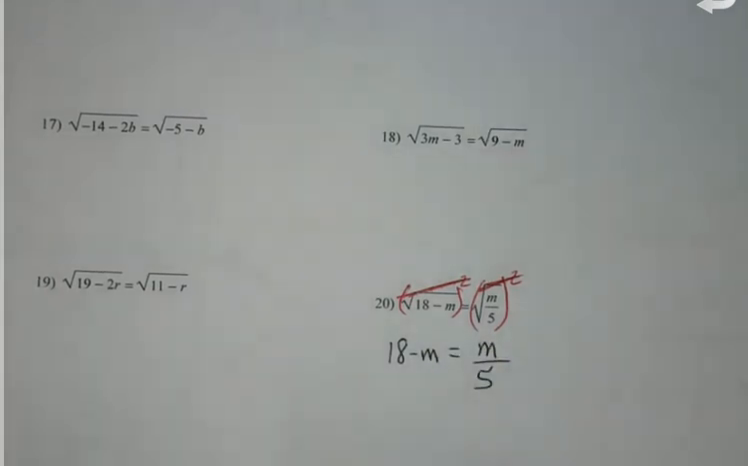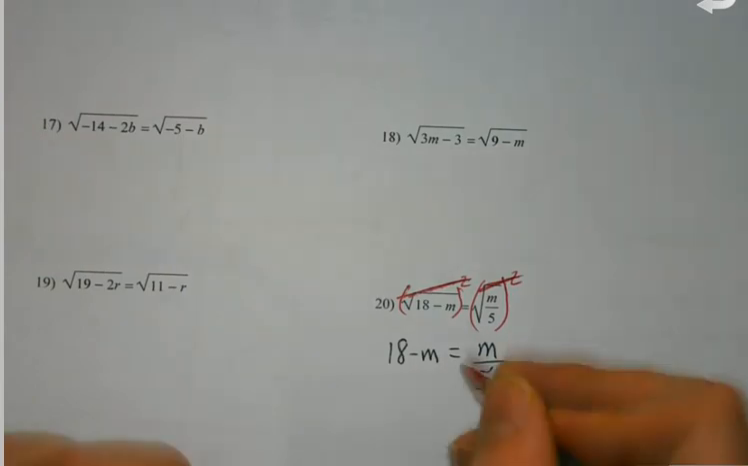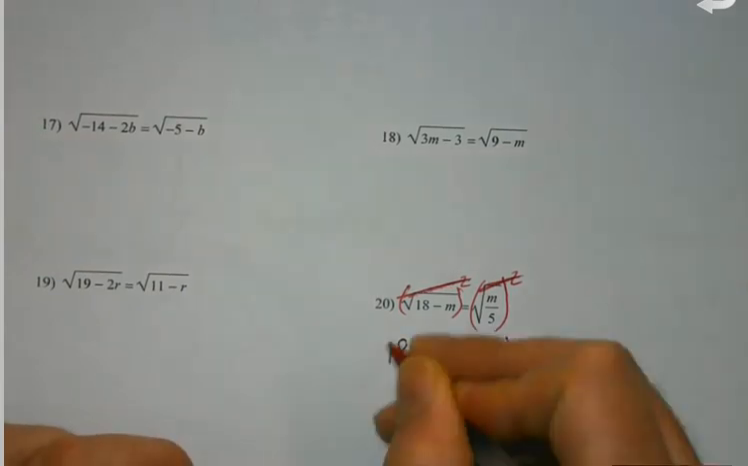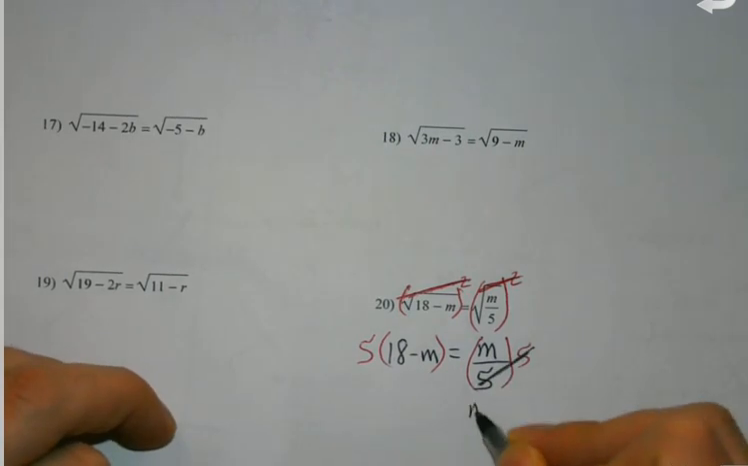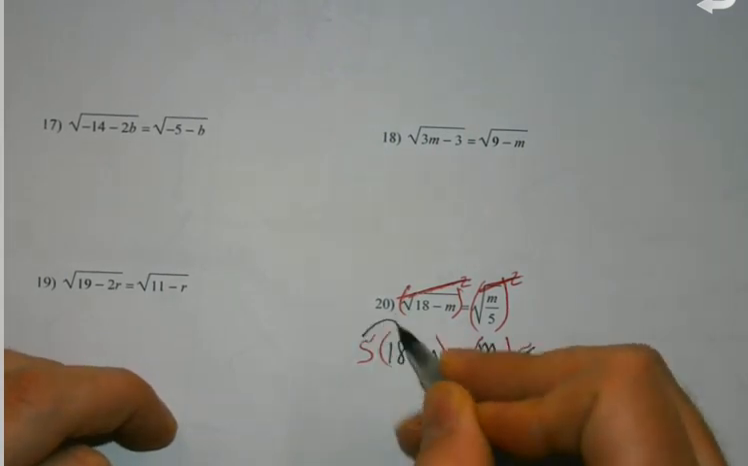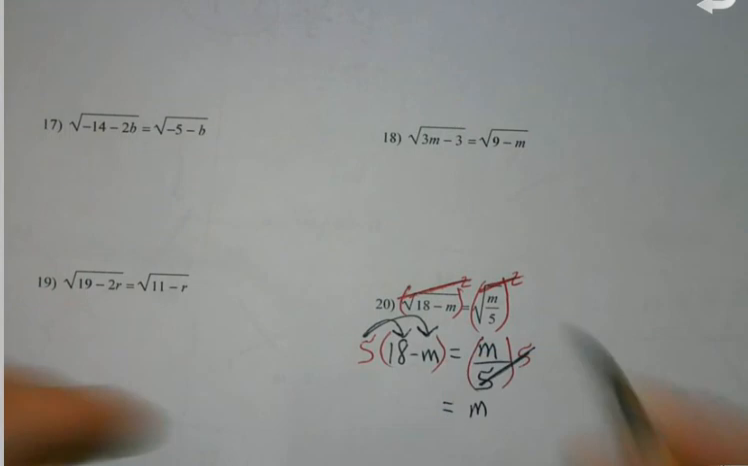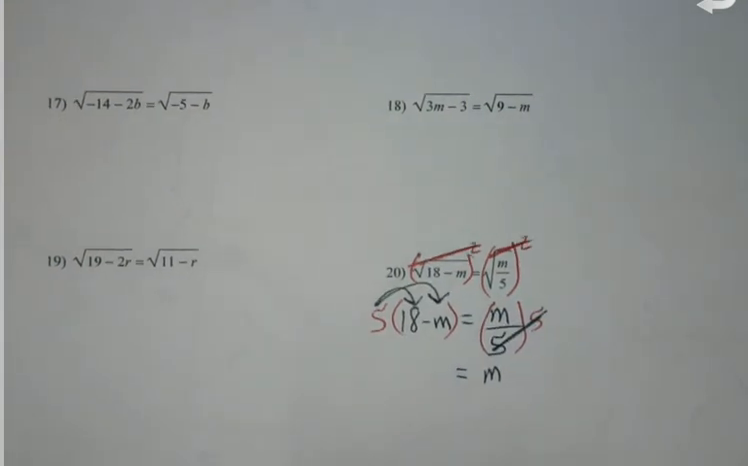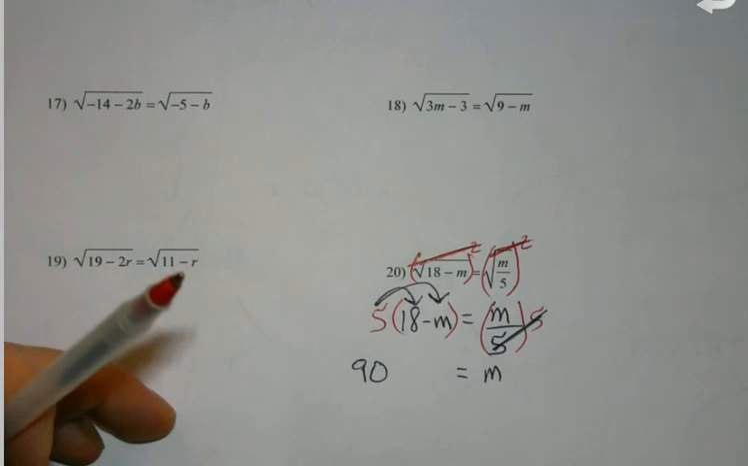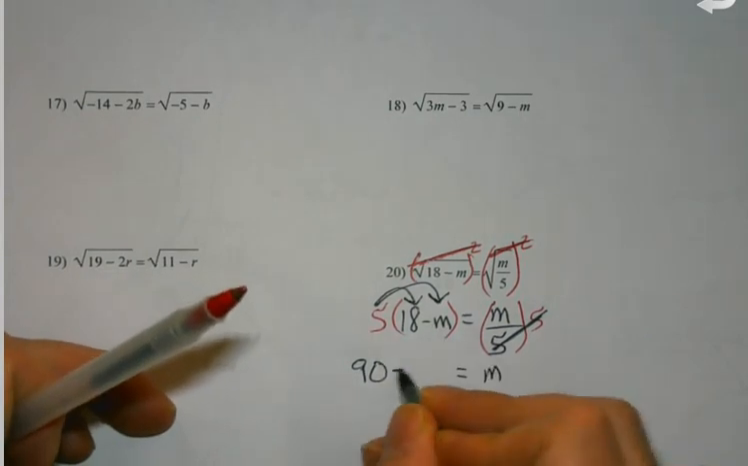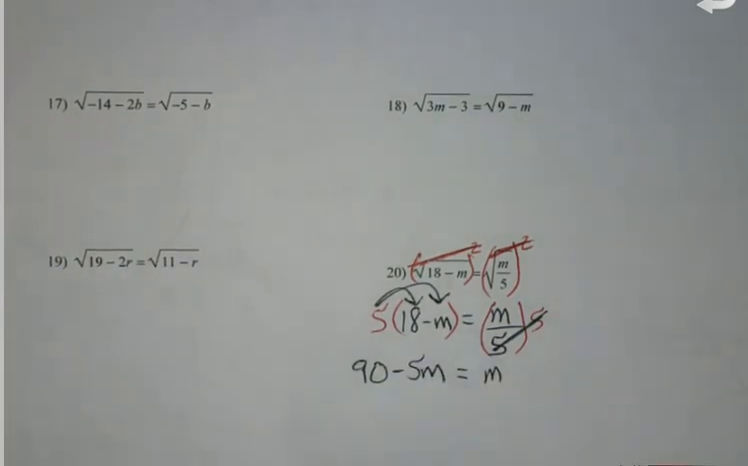Here, I'm going to have to actually deal with the 5 first because my m is kind of a fraction right now. So when I multiply by 5, here's what can get you. That 5 has to multiply all the way through over here, not just to the 18. 5 times 18 is 90. 5 times a negative m would be a negative 5m.